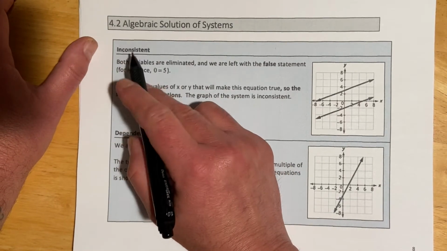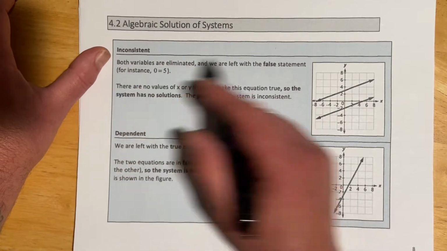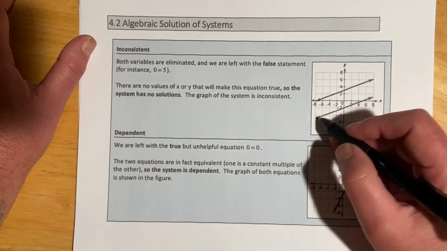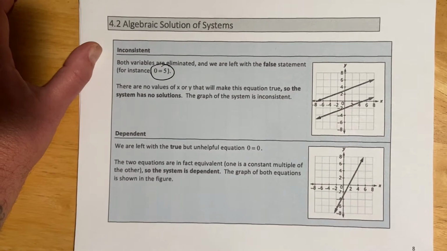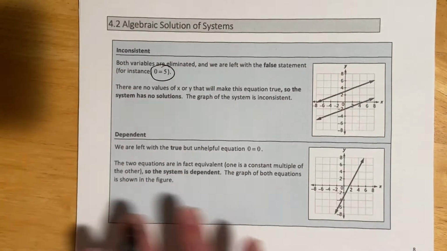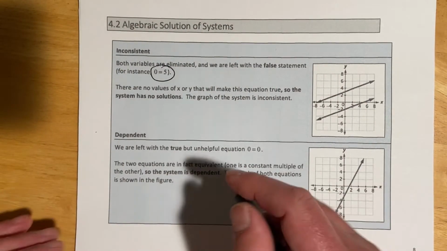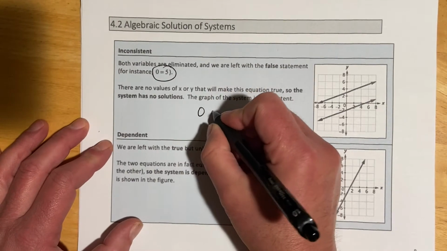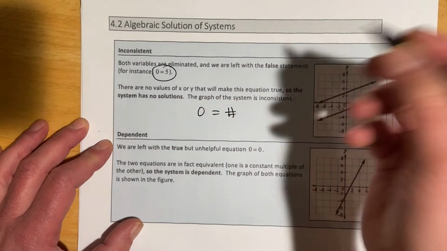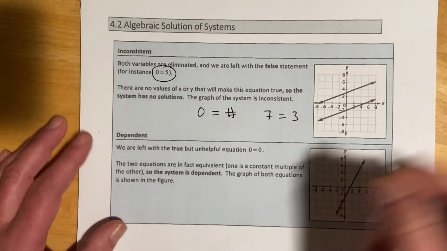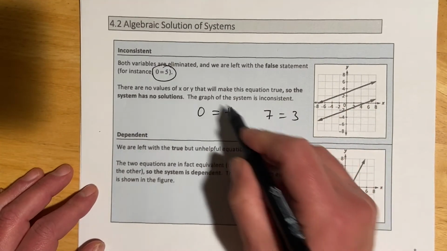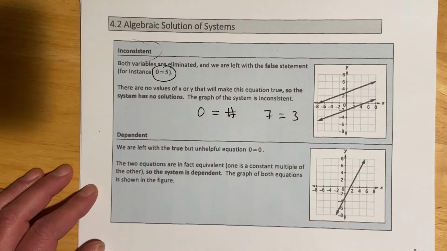So just as a reminder, in the last video we saw inconsistent systems. The geometry on that was that they're parallel. What we're going to see on the algebra is we're going to get false statements. We're going to do some algebra, all the letters are going to drop out, and we're going to get stuff like 0 equals a number, or some untrue statement like 7 equals 3. And so when we see stuff like that, that's telling us we have an inconsistent system.